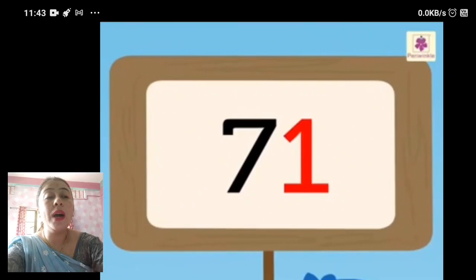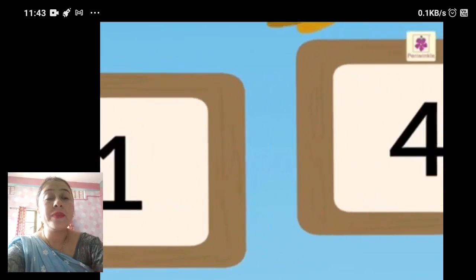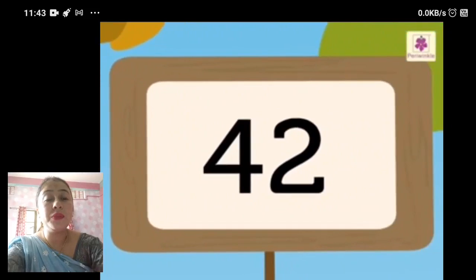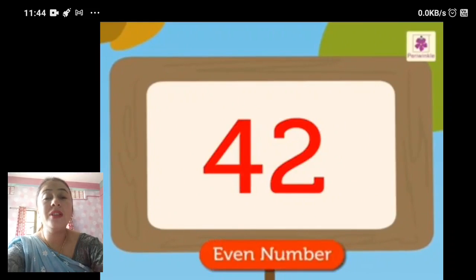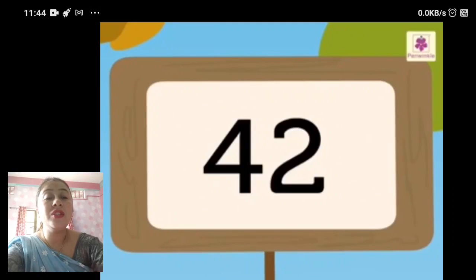71, 1 is there in the ones place. So it is an odd number. You have guessed it very correctly. Now next number 42. In 42 you can see what is there in ones place. 2 is there in ones place. So it is an even number. Very good everyone. Now next children, let us take the next number.